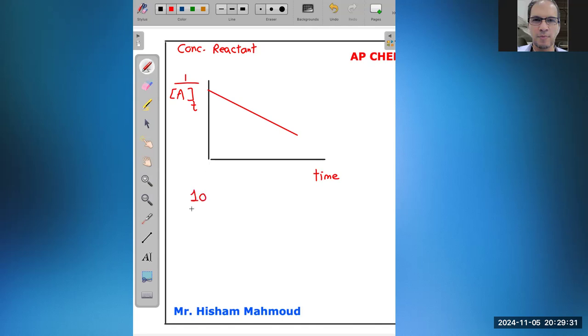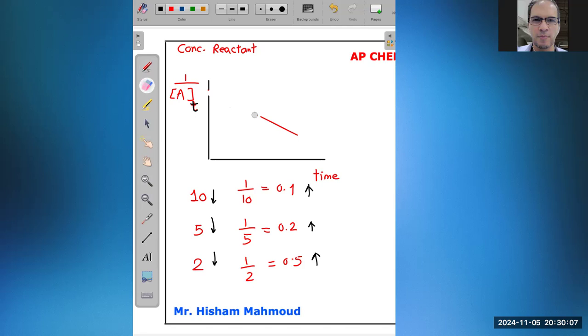I mean, if the concentration was 10 and then became 5 and then became 2, it decreases. But if I say 1 over 10, 1 over 5, 1 over 2, what happens to the number? This is 0.1, and this is 0.2, and this is 0.5. So the concentration, Yassin, decreases, but the reciprocal of the concentration, what happens to it? It increases. Take care, I didn't say concentration, I said 1 over the concentration. So instead of the curve decreasing by time, it will increase by time.